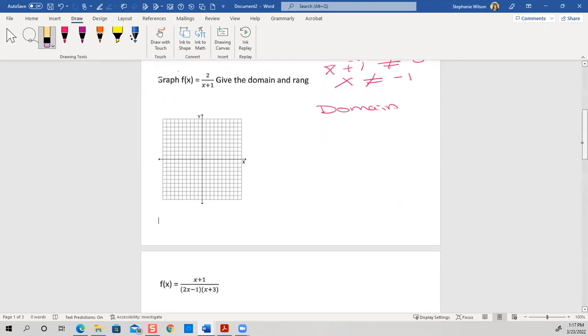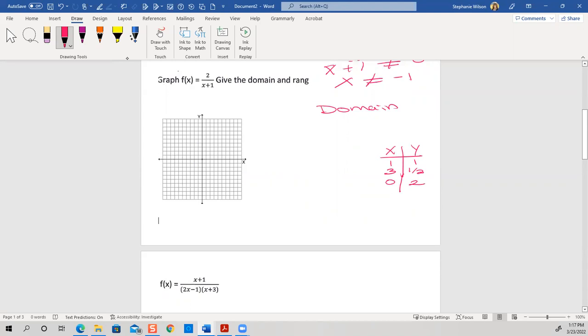Okay, so I'm going to create an XY table right here. And let's start solving. If I plug in 1 for x, then I get 2/2, which is 1. If I plug in 3, I get 2/4, which is 1/2. If I plug in 0, I get 2/1, which is just 2. So there's 3 points. Let's go plot those right quick.